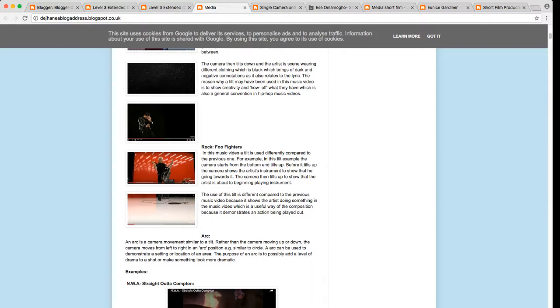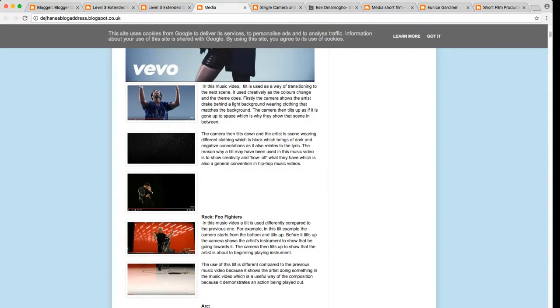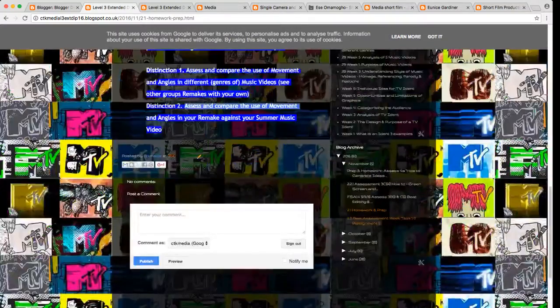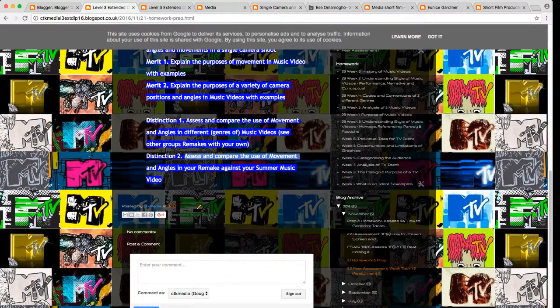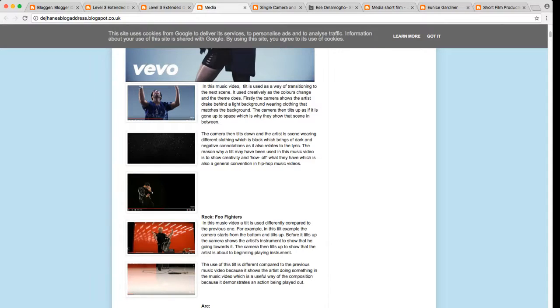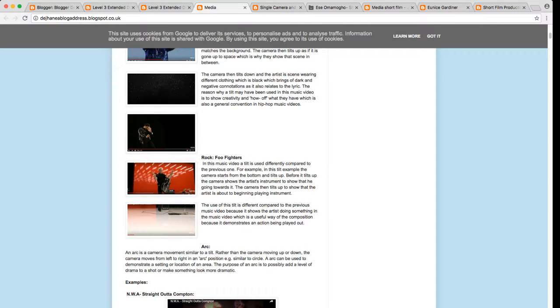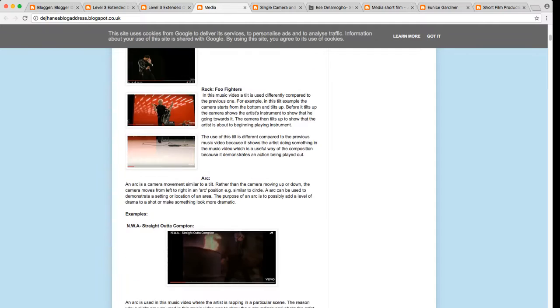I can see here that you're looking at how the tilt is used differently. Okay, I'm not sure what that means here. As a useful way of the composition. That doesn't really make sense. So again, I can see you're aiming for the distinction, which is good and encouraging, because for the distinction you need to talk about how it differs across different genres. But again, it's more about how it's used and for what purpose. So here, for example, it definitely shows a sense of power or revealing each artist differently.